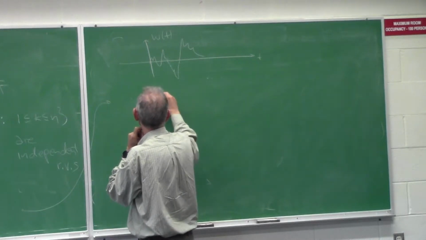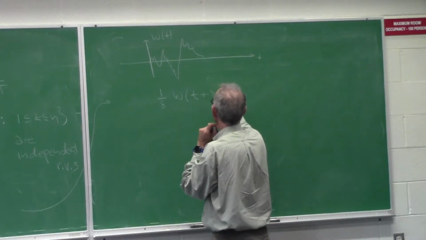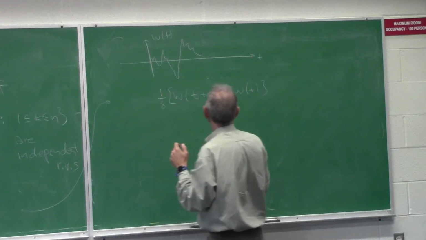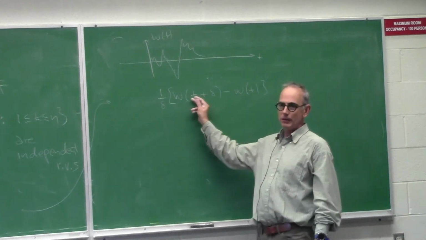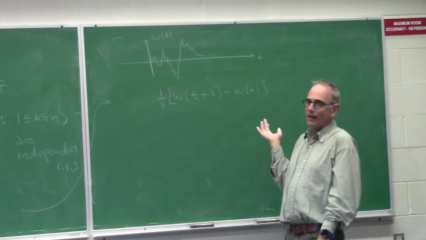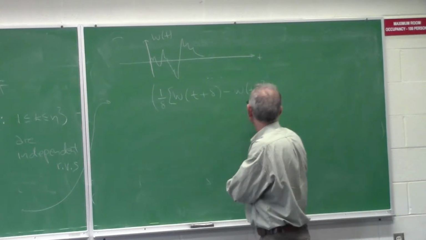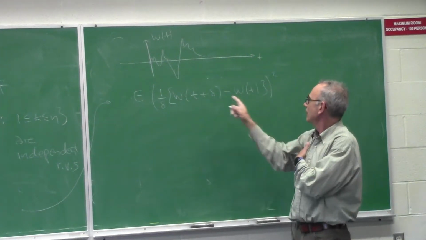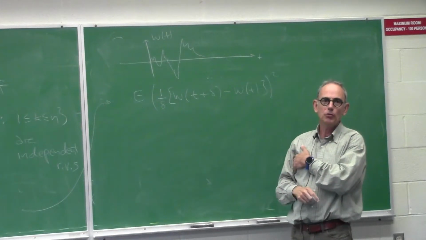What would happen if I looked at 1 over delta times w of t plus delta minus w of t? That's the kind of thing you would look at if you want to differentiate, right? You'd take a particular t you're interested in, look at the difference, divide by delta, and let delta go to 0. Now, I have no tools to study this, but at least I can look at its second moment, because that's an increment, and that's something I've just told you something about.